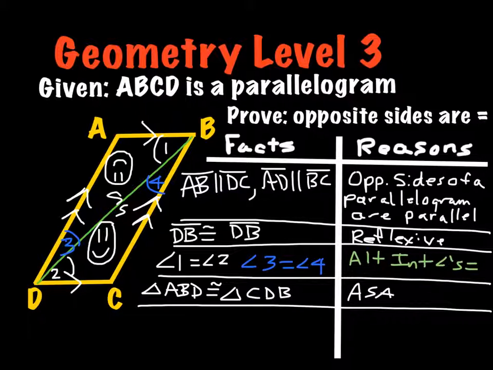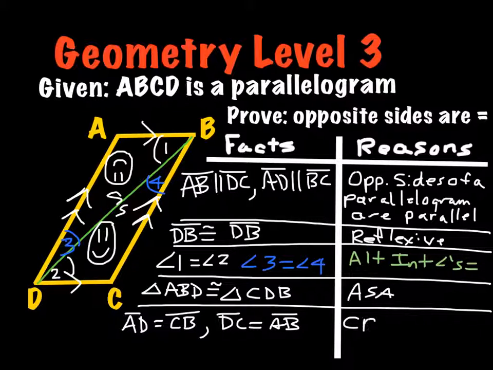Now that those two triangles are known to be twins, the matching parts of one triangle must be exactly the same. So the opposite sides are equal in length. And the reason is because of CPCTC.